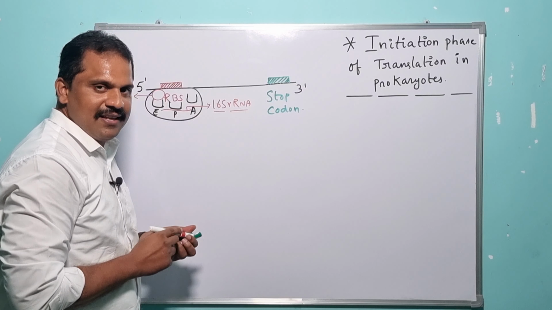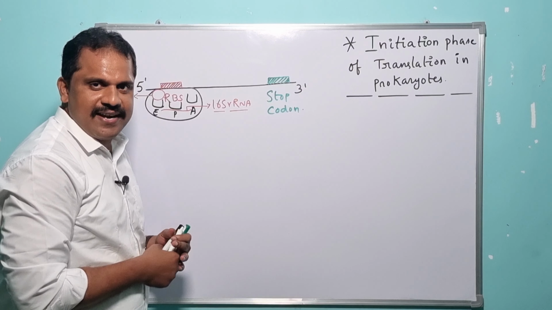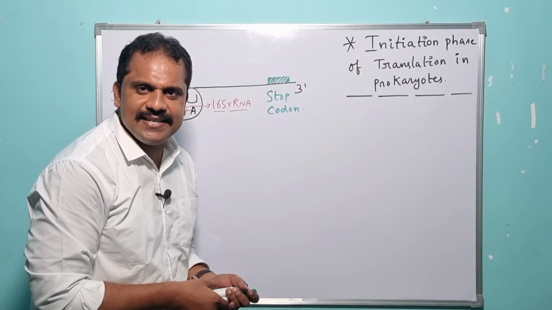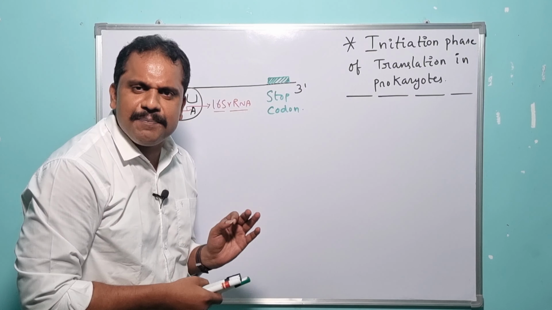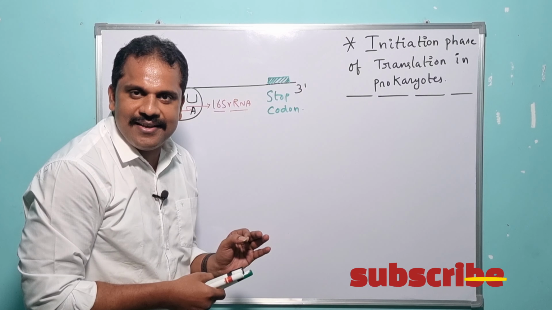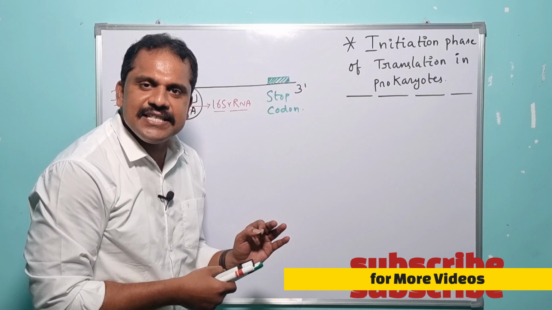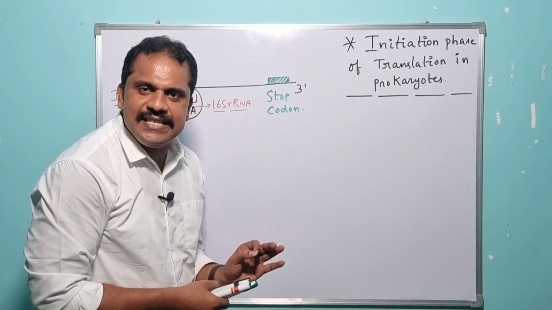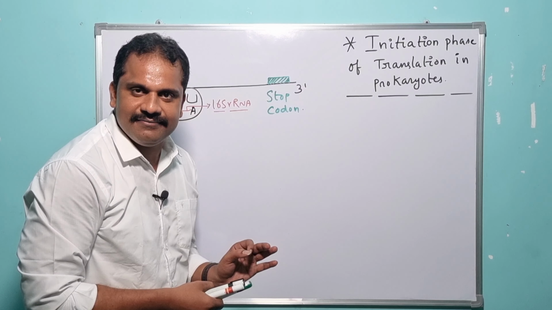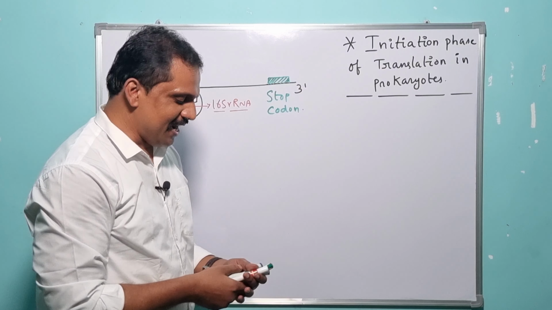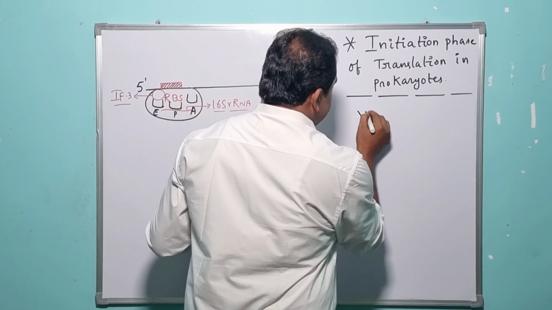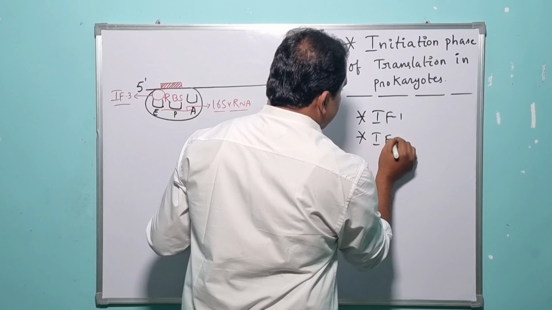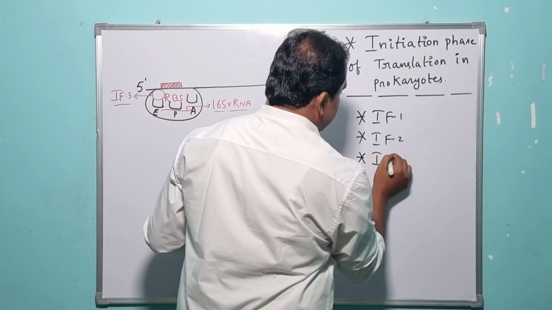Now here my question is, what is initiation factor 3 here? In order to organize the initiation phase of the translation, the process takes advantage of specialized factors known as initiation factors. So what are initiation factors here? Initiation factor 1, initiation factor 2 and initiation factor 3. Let me write it here. What are the three initiation factors? Initiation factor 1, initiation factor 2 and the last one is initiation factor 3.